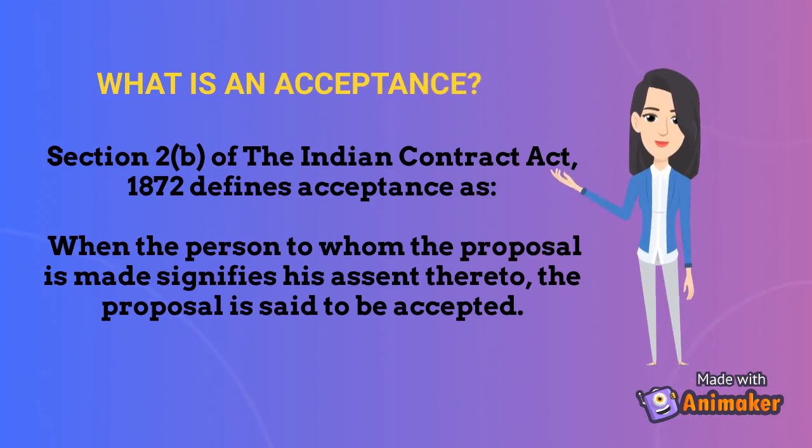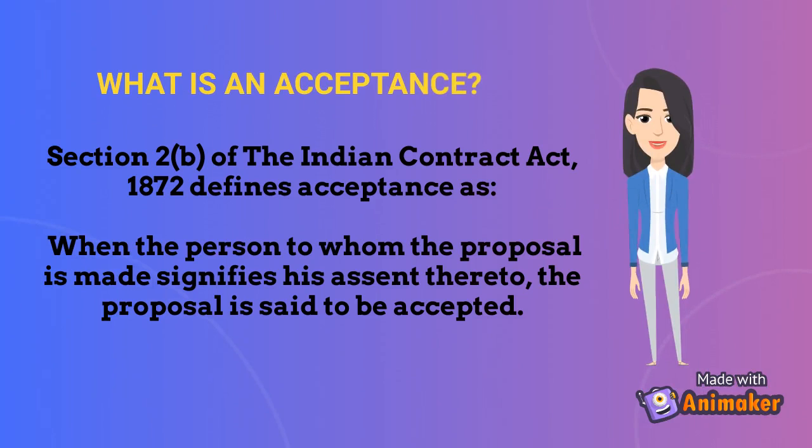What is an acceptance? Section 2B of the Indian Contract Act, 1872 defines acceptance as: when the person to whom the proposal is made signifies his assent thereto, the proposal is said to be accepted. Once the offer is extended, it is in the hands of the offeree to either accept or reject the proposal/offer.